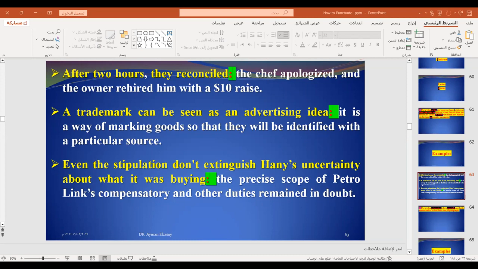Okay. Also, another example: even the stipulation didn't extinguish any uncertainty about what it was buying. First phrase. Second phrase: the precise scope of petrol links, compensatory and other duties, remained in doubt.